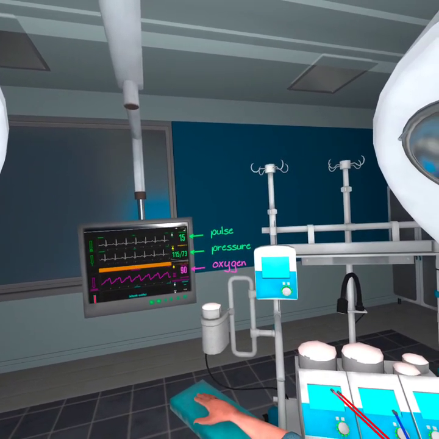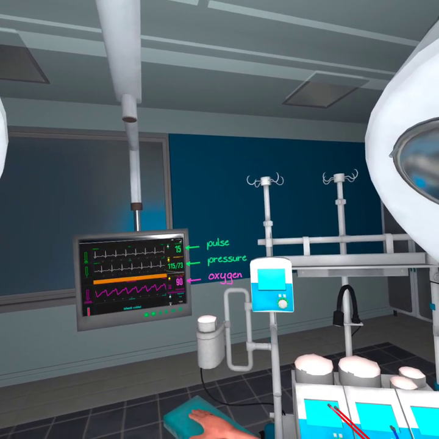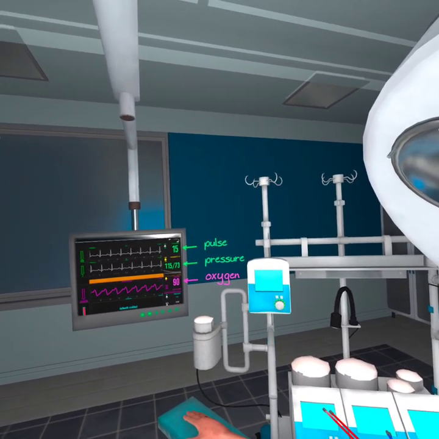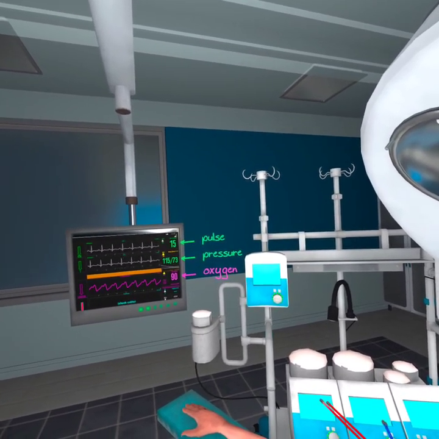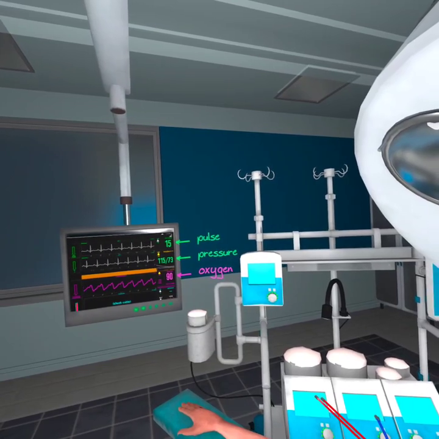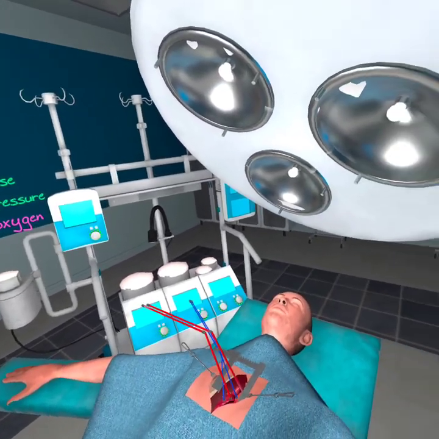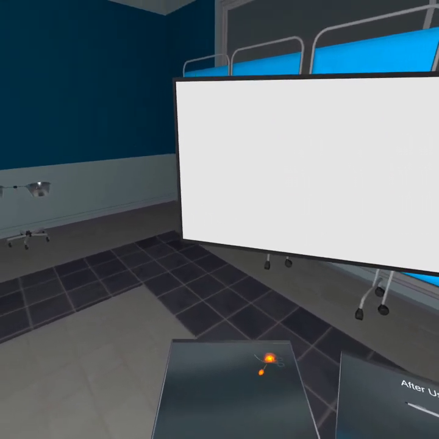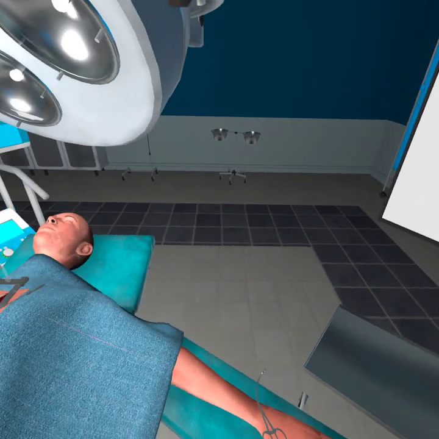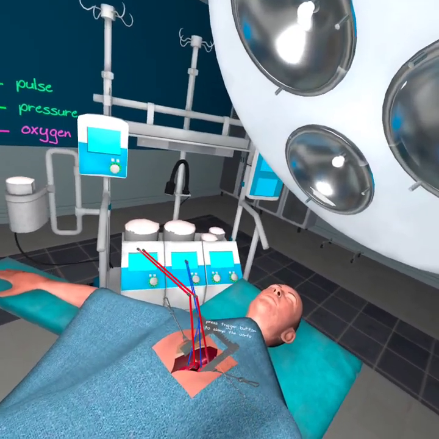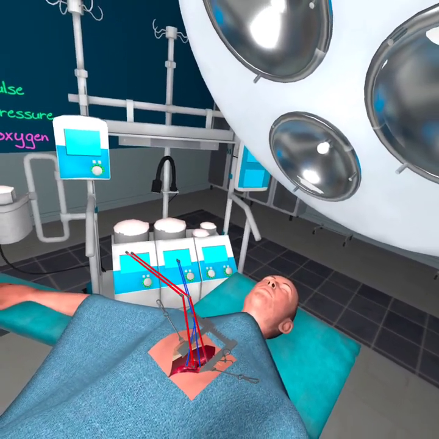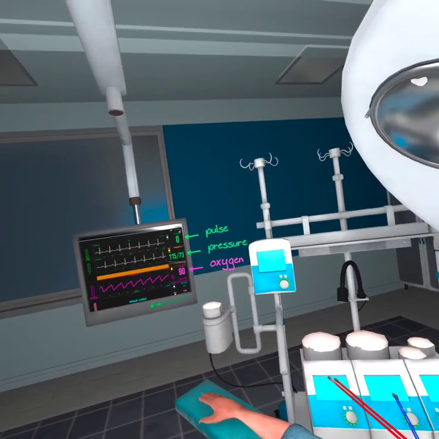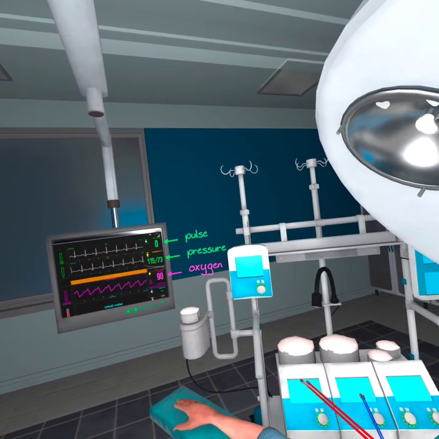You can see on the monitor, if you have a look, that despite the pulse slowing down, the blood pressure and the oxygen levels remain normal. This is great. Next, pick up the clamp. Put the clamp to the aorta. And at this point, blood will no longer flow through the heart, and it's safe to be repaired.